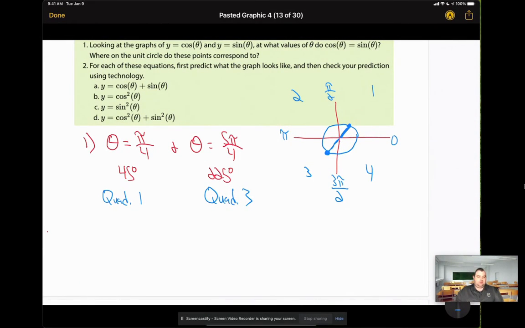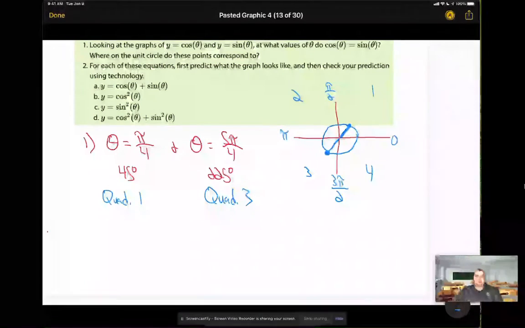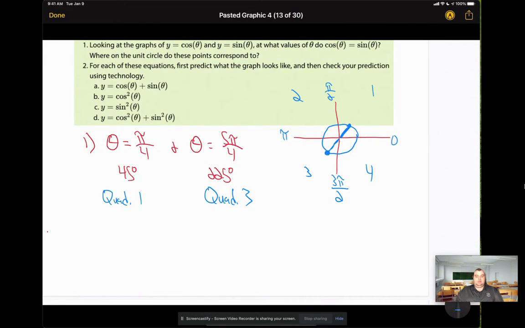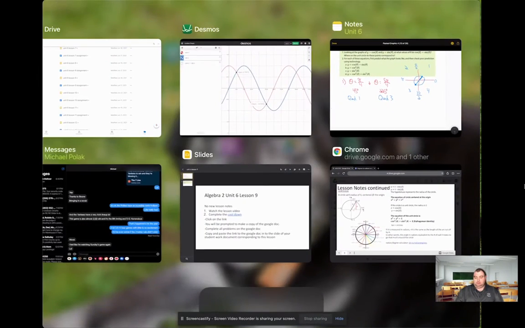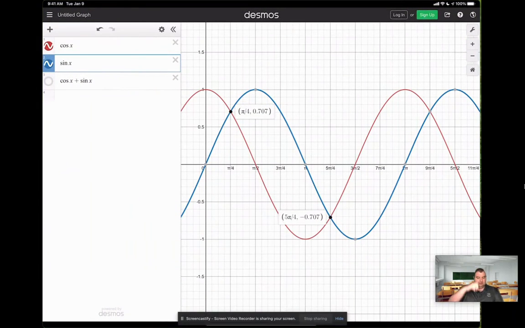Number 2, for each of these equations, first predict what the graph looks like, and then check your prediction using technology. The first one is cosine plus sine. So let's go to Desmos. If I start at 0, cosine has a value of 1 and sine has a value of 0, so cosine plus sine is going to be 1.